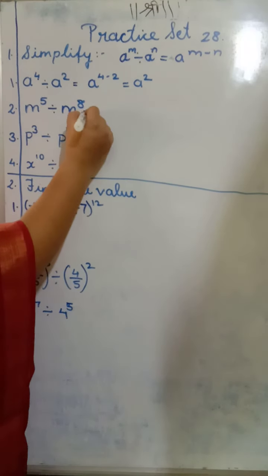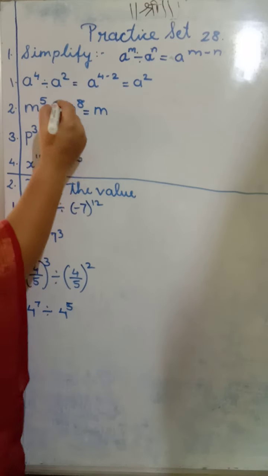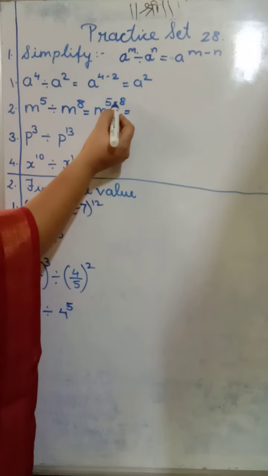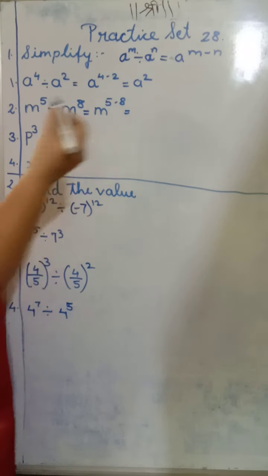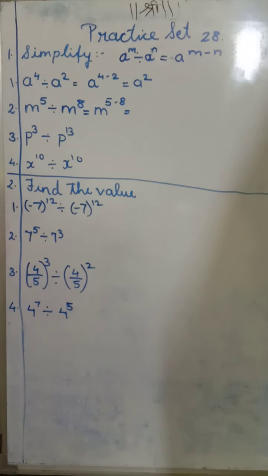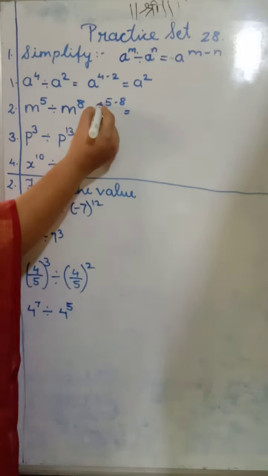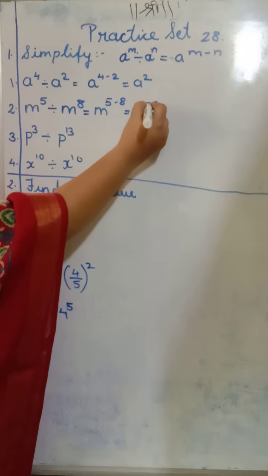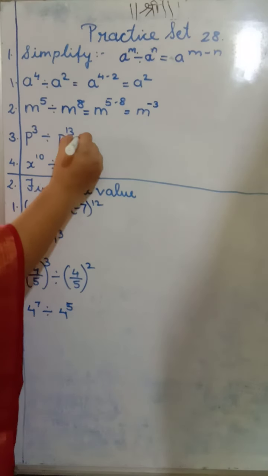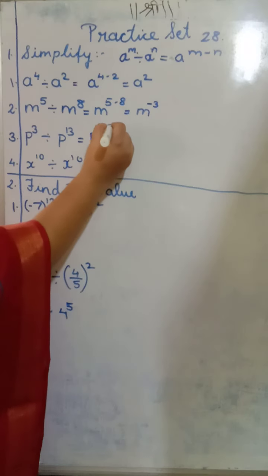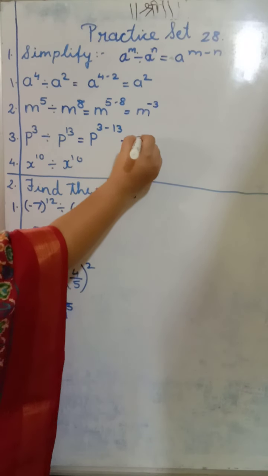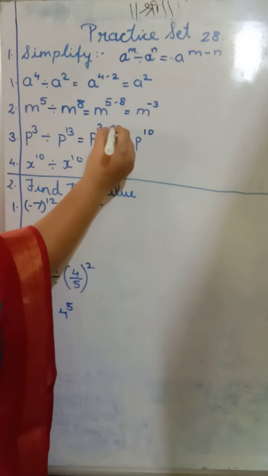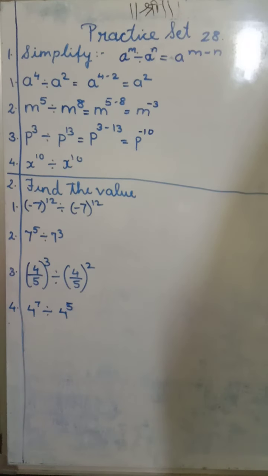Now m is common, that is 5 minus 8 is equal to minus 3. Are we able to do this? Yes, according to the normal addition and subtraction rule, positive 5, negative 8, minus 8 minus 5 is 3, so m raised to negative 3. Next, p raised to 3 minus 13, that is, p raised to what? 13 minus 3 is 10, and the 13 sign is negative, so p raised to negative 10.